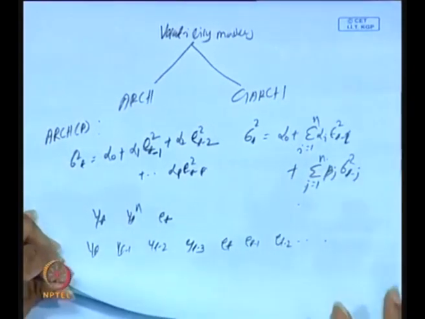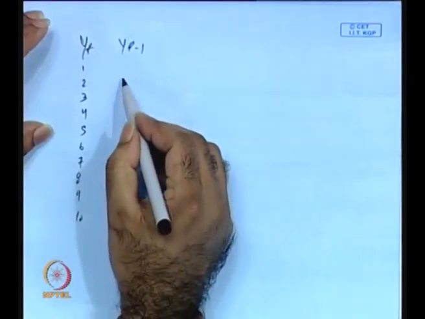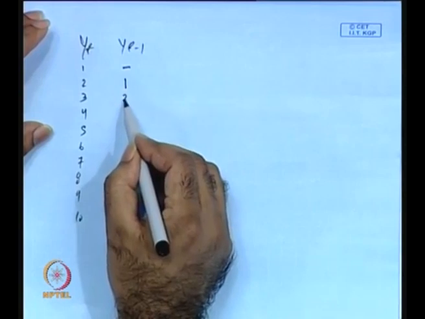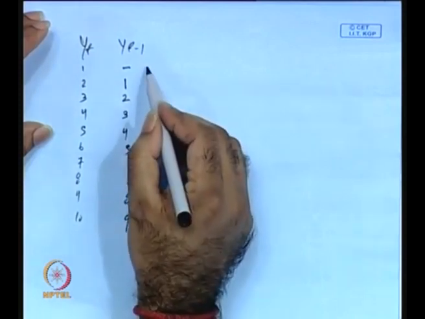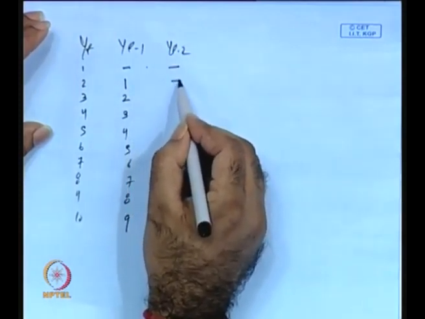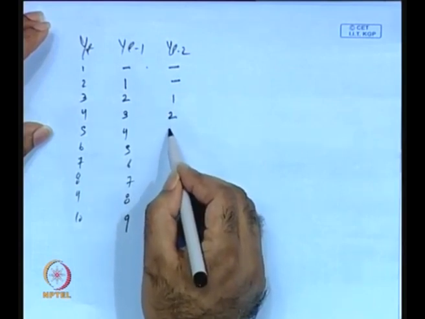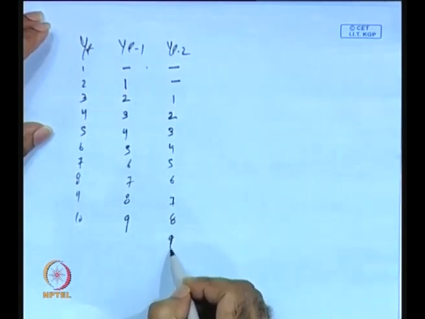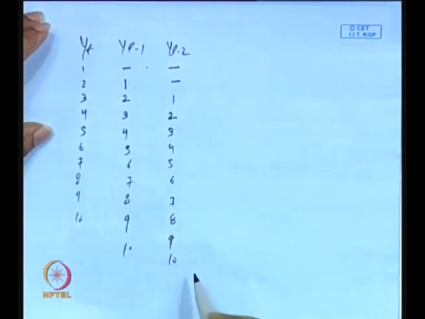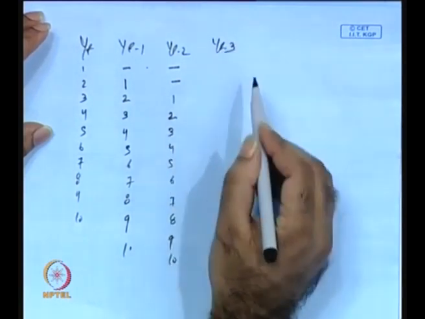You know how the setup will come; generally the setup will be like this. This is y t, and then y t minus 1 like this. So, this is 1, 2, 3, 4, 5, 6, 7, 8, 9, 10, then y t minus 1 will start from here. So, 1, 2, 3, 4, 5, 6, 7, 8, 9, then y t minus 2. So, this scheme will be like this, then it will start here. So, 1, 2, 3, 4, 5, 6, 7, 8, then 9, 10. So, obviously there will be 10 here, then y t minus 3.